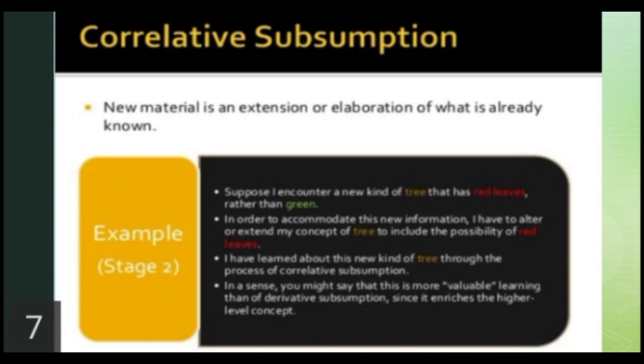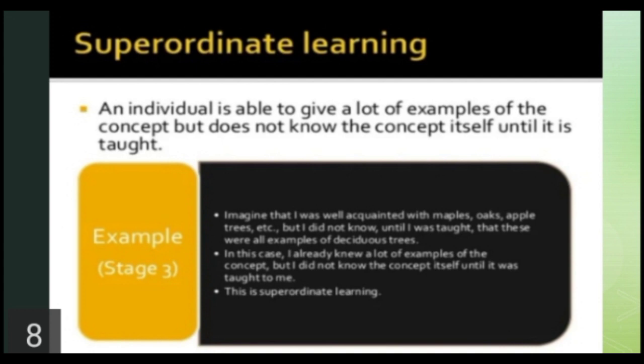Next is the superordinate learning, which means that an individual is able to give a lot of examples of that concept, but does not know the concept itself until it is taught. So for example, you are well acquainted with maples, oaks, apple trees, and some other trees. But you did not know that all of these were examples of deciduous trees until it was taught to you. So in this case, you already knew a lot of examples of the deciduous trees, but did not know that they were kinds of deciduous trees until it was taught to you.